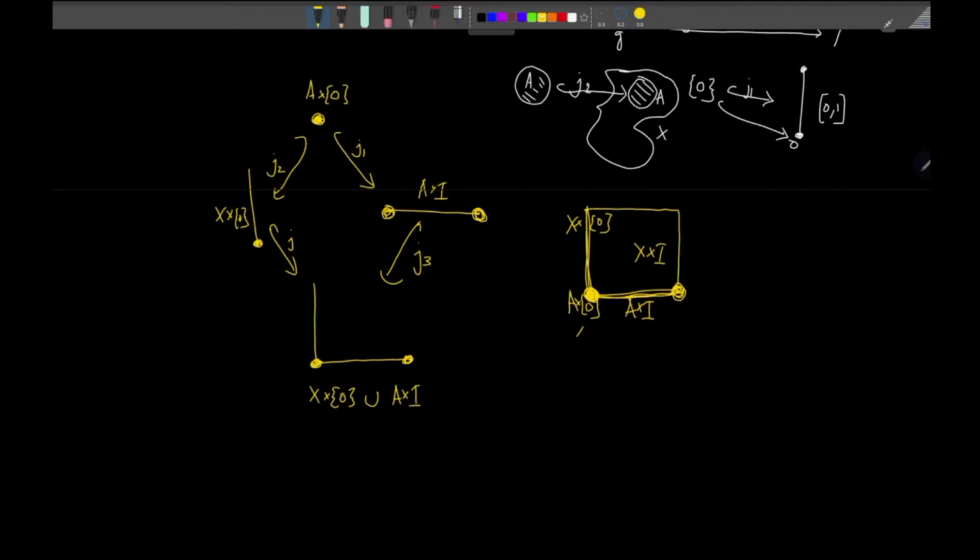And now we will see that this diagram commutes, that indeed J3 composed with J1, this injection right here, equals J4 composed with J2, in that both of them send this point to this point. So this diagram really commutes.